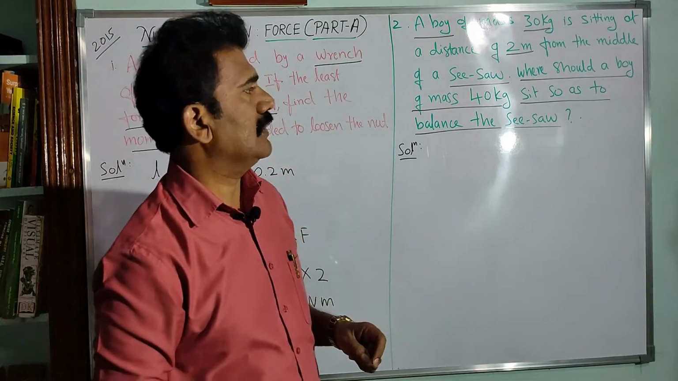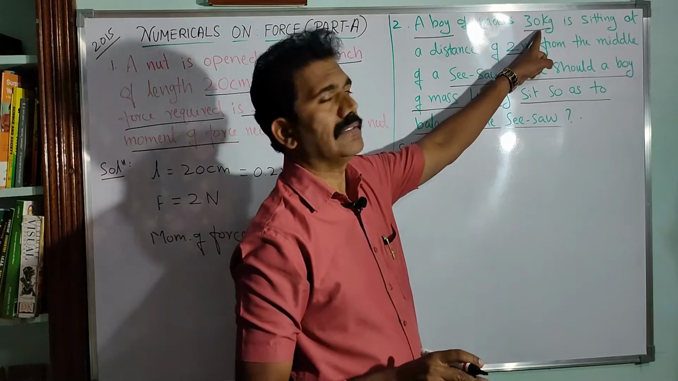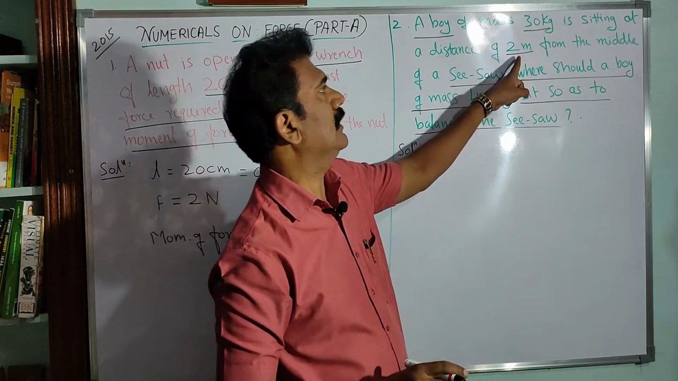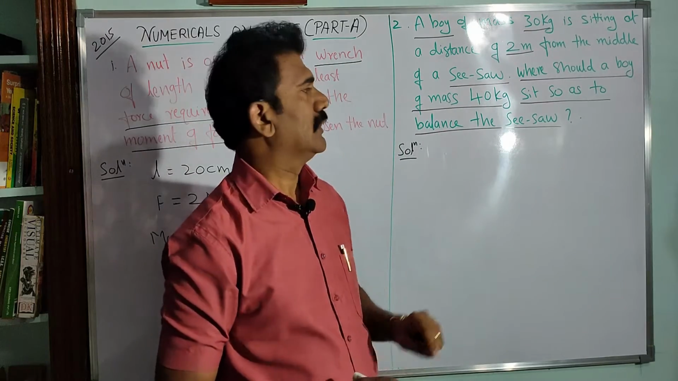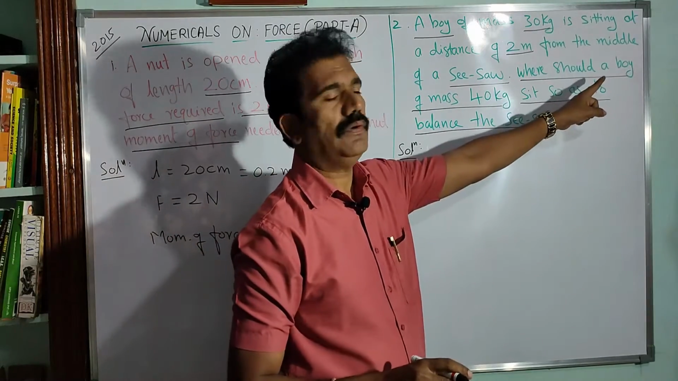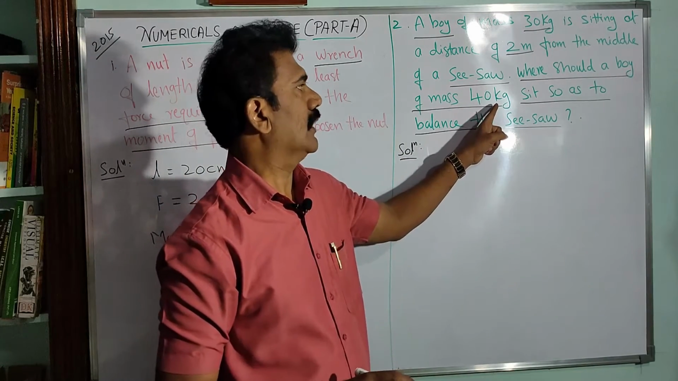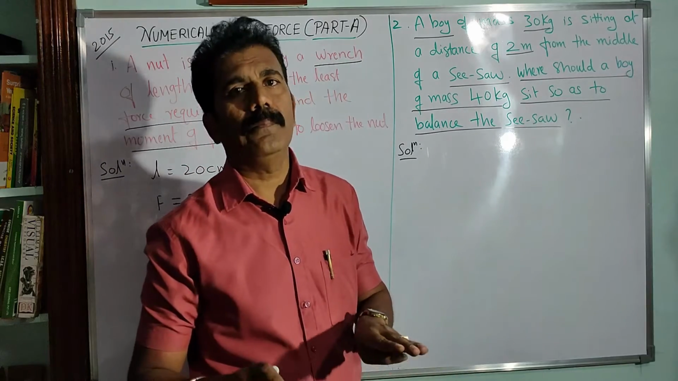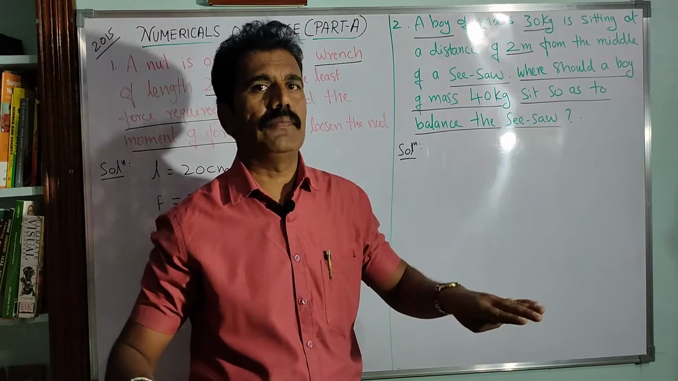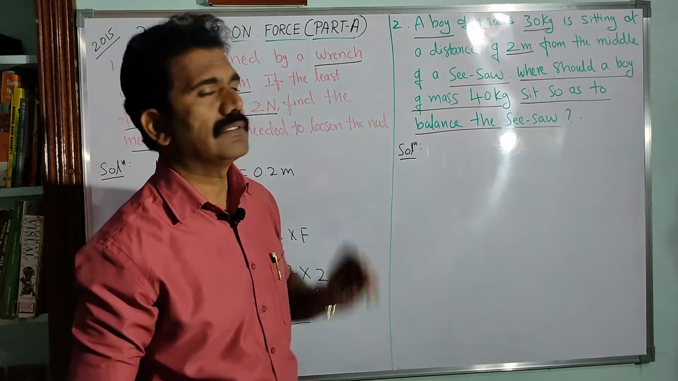So now there are 2 boys playing on a seesaw. On one side a boy of 30 kg is sitting already at a distance of 2 meter from the middle of the seesaw. Clear? Now on the other side, a boy of mass 40 kg has to sit on the seesaw to balance the beam. The seesaw is just like a beam. You have to balance it. That is the problem.